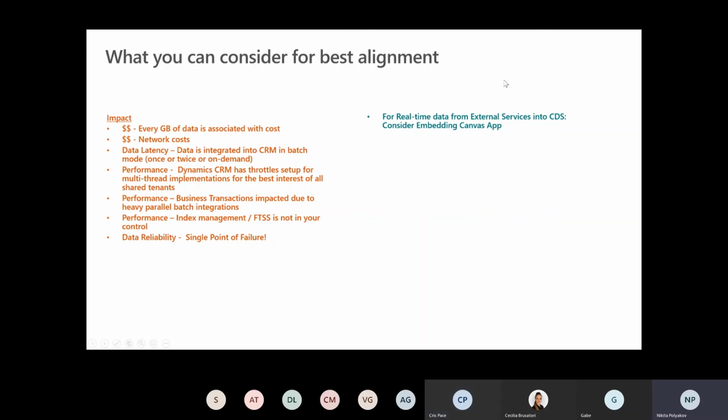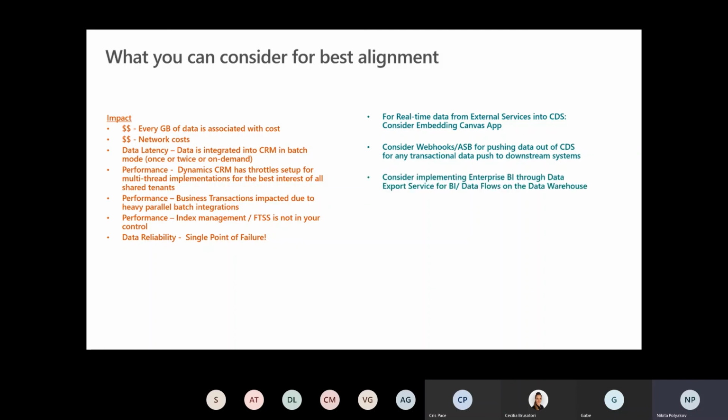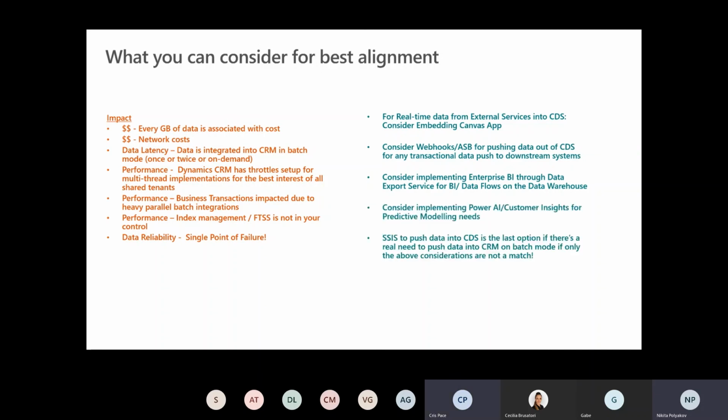So as we talked about, some of the options are instead of bringing all the data into Dynamics, is to use embedded Canvas app and use Power BI. If you need to get data out of Dynamics, you've got webhooks, Azure Service Bus, all of our API capabilities. You can introduce, obviously, Power BI experiences into that. Or use our SSIS connector. And the SSIS connector uses our regular CDS connector behind the scenes.